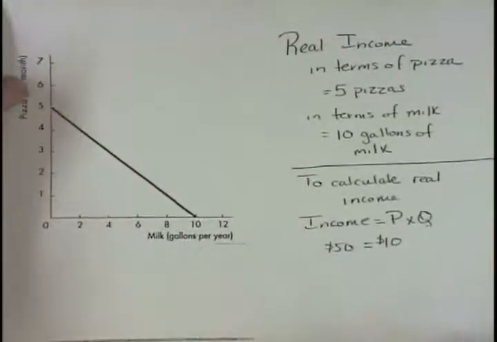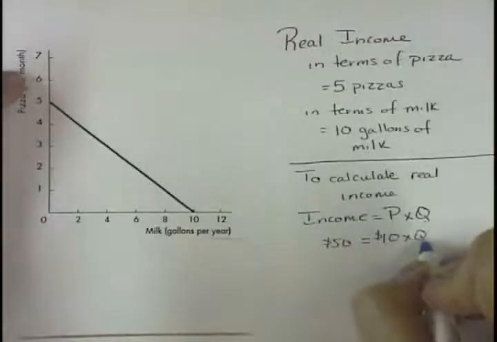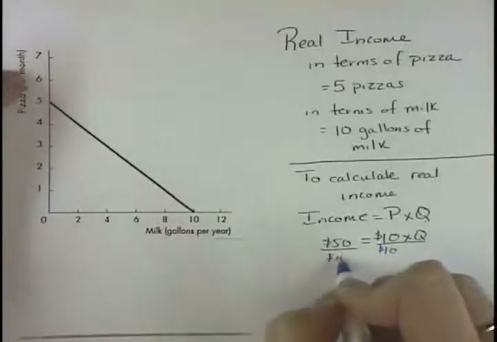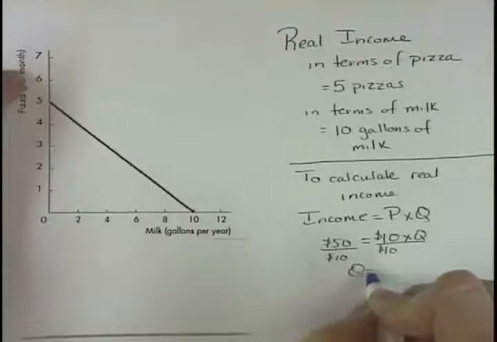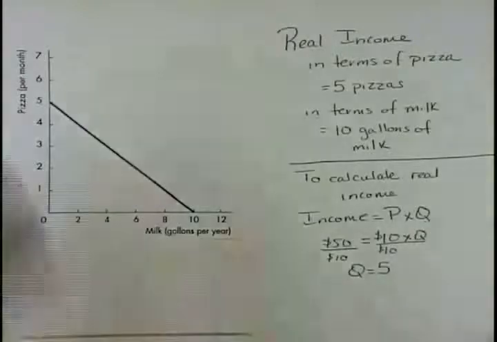What's the most we can buy given our income? So here we're going to have, times the Q. So what we're going to do is divide by $10 on both sides. So the Q, which is my real income in terms of pizza, is going to be 5. 5 is the most I can buy with my given income. You would have to have been given the income and the price of the good to be able to calculate real income in this circumstance.